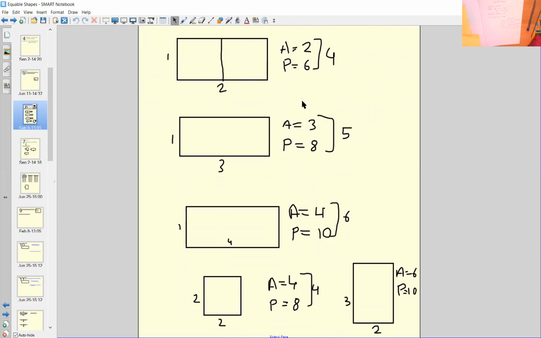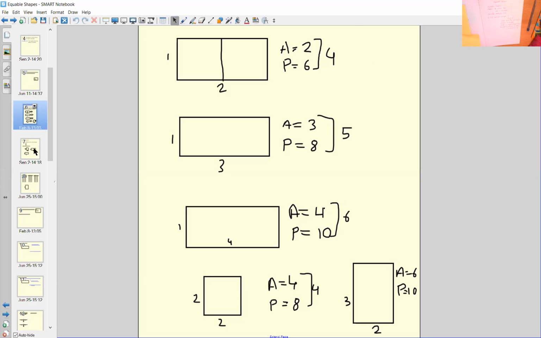So here, when I worked out the perimeter by adding all the sides, the perimeter here was 6. And if I look at it, the difference between these two is 4. Similarly, in the next rectangle, the difference is 5, and the next rectangle is 6. We actually want this difference to be nil. We do not want any difference between area and perimeter. That's what the definition of equable shape is, right?